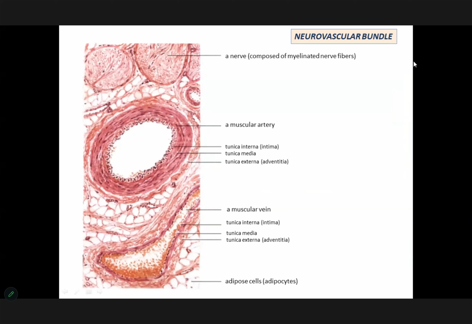Now, neurovascular bundle. In our body, artery and a vein always go together. So if you see the artery, then you should look around and see also its companion vein. Also, they usually have their third friend, a lymphatic vessel, and also a nerve fiber, or a nerve or bundle of nerve fibers.